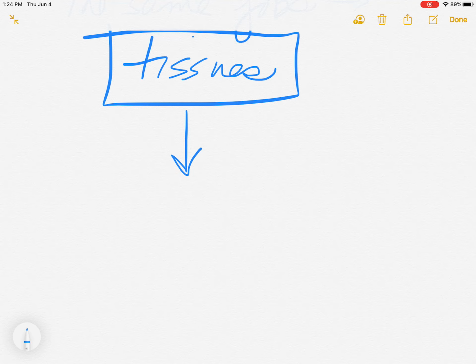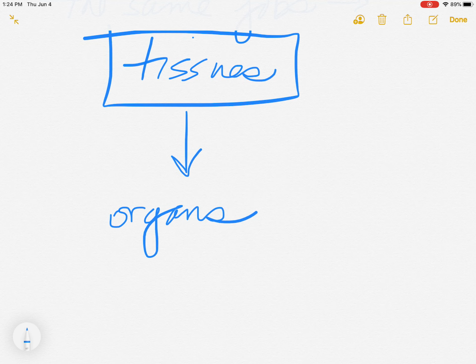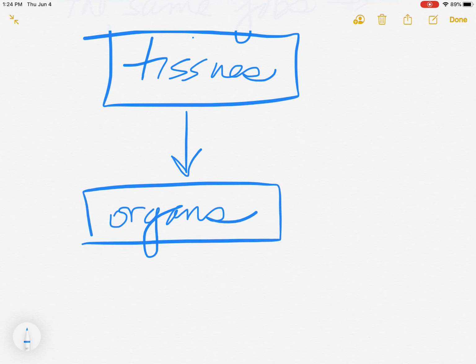And then, of course, when you put several tissues together, tissues go on to group together to become organs. So you'll remember that from grade 10. Cells, tissues, and organs. That was the bulk of what you learned about in grade 10 biology. Organs are groups of tissues working together to perform something. Because some jobs are all on their own, right?